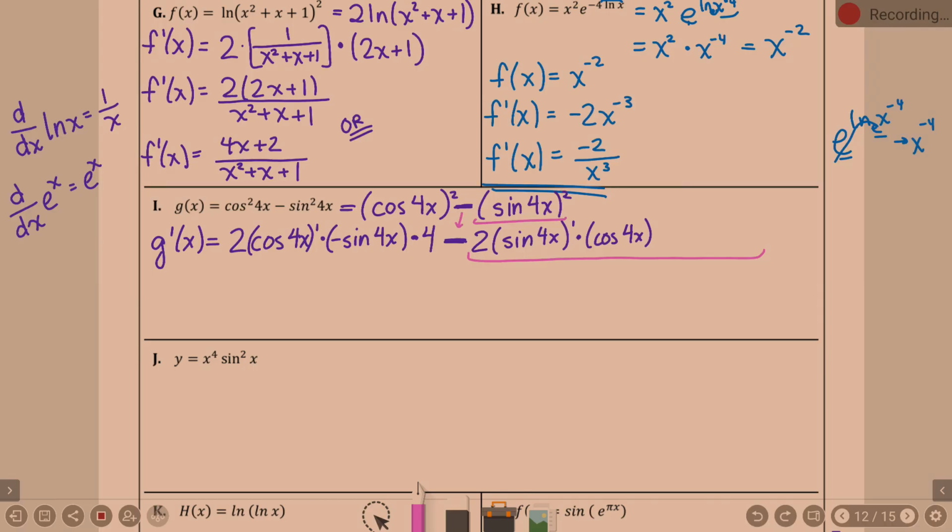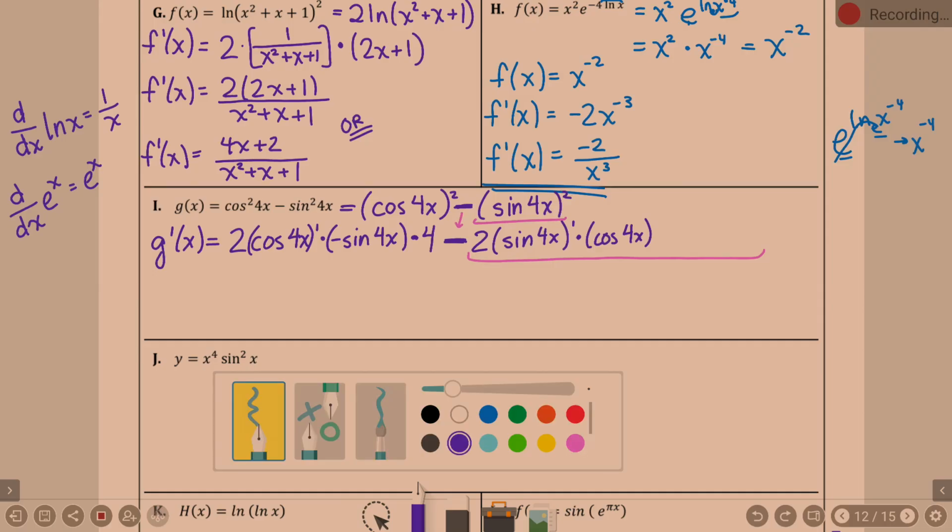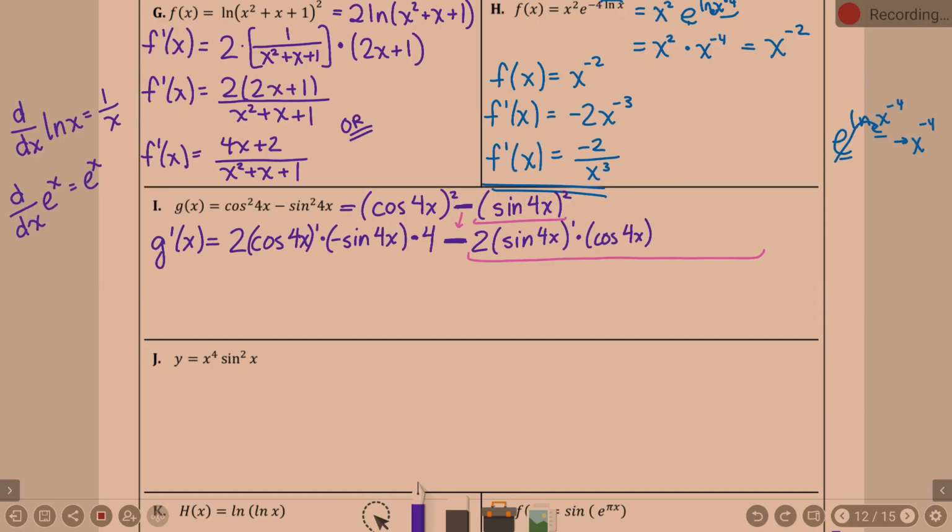So then I was saying it's 2 times something to the second, so 2 times that something raised to the first, then times the derivative of the inside. The derivative of sine of something is cosine of something. And then we had one more piece. We just did the derivative of sine of something, got cosine of something. What's the derivative of something? So what's the derivative of 4x? And that is 4.